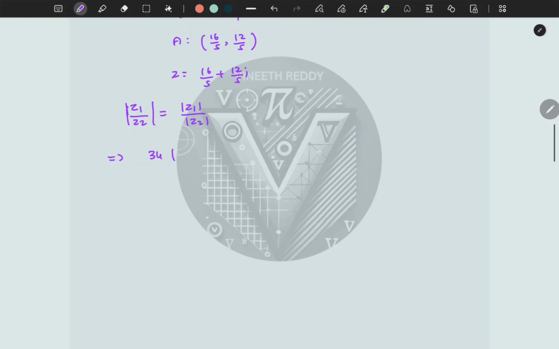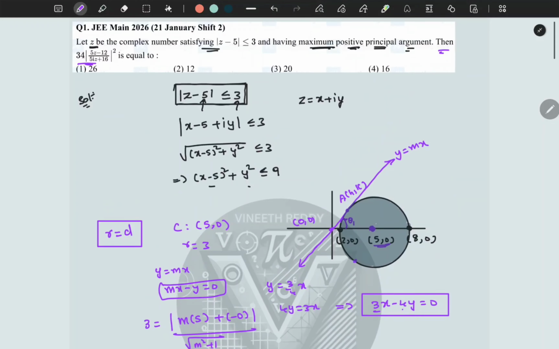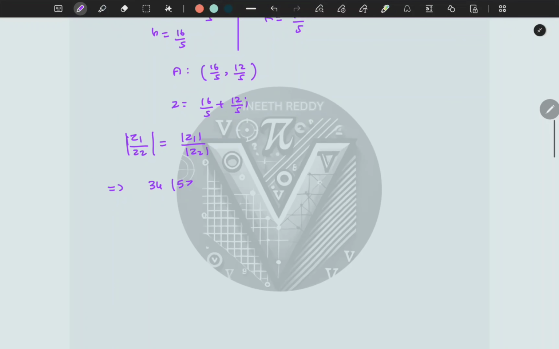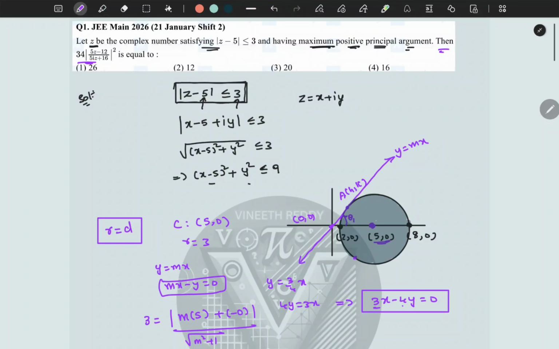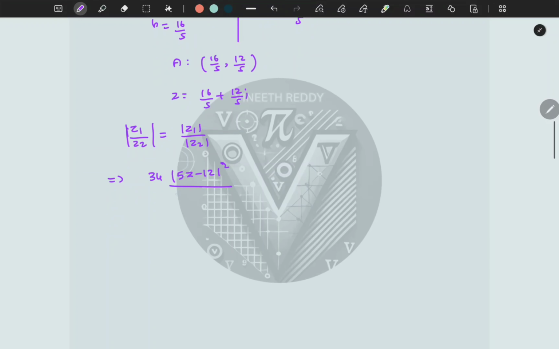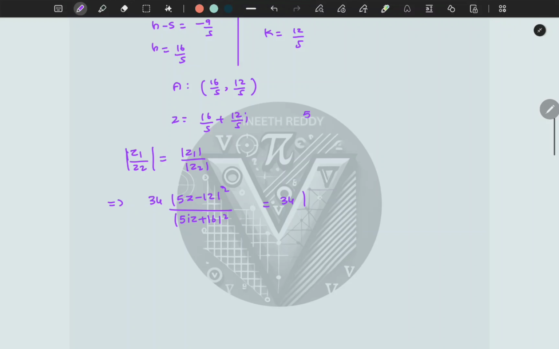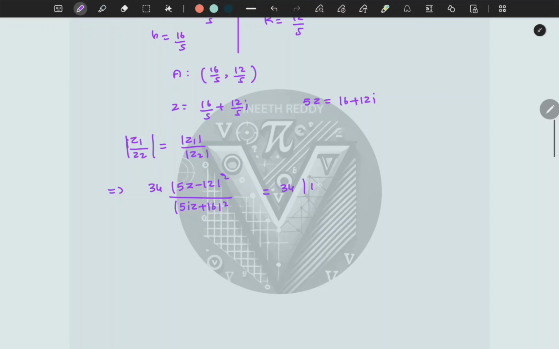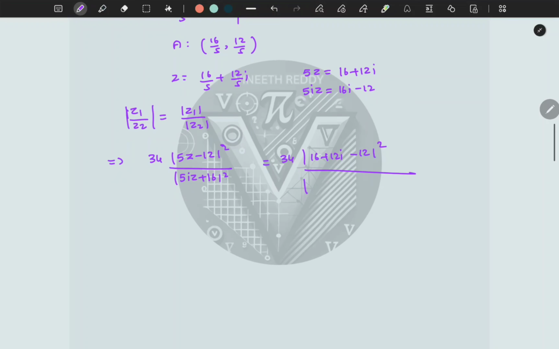So we need to find 34 times mod of (5z minus 12) whole square divided by mod of (5iz plus 16) whole square. Okay, 5z will be 16 plus 12 iota, dear students. So 5z minus 12 will be 16 plus 12 iota minus 12, whole square, divided by here also. 5iz will be 16 iota minus 12, dear students, because i square is minus 1.